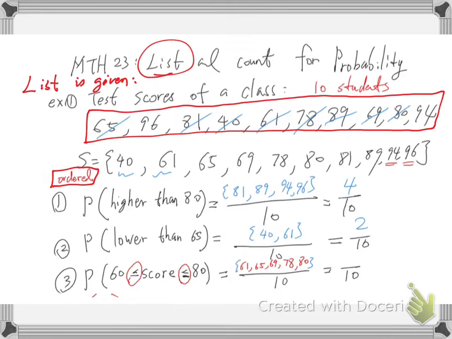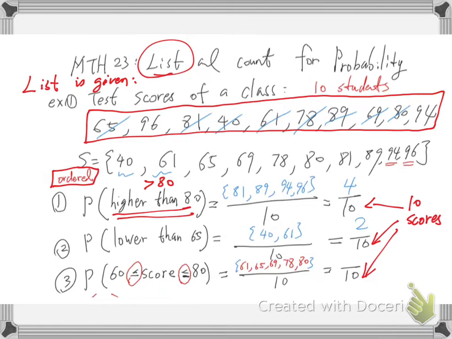Now question 1, we look at odd grade higher than 80. Higher than 80 means greater than 80, bigger than 80, right? And then the denominator is always 10. That's the total of elements in S, or total given numbers. Denominators are the same for all 3 questions. We have 10 scores in total, so for the denominator we use this 10.